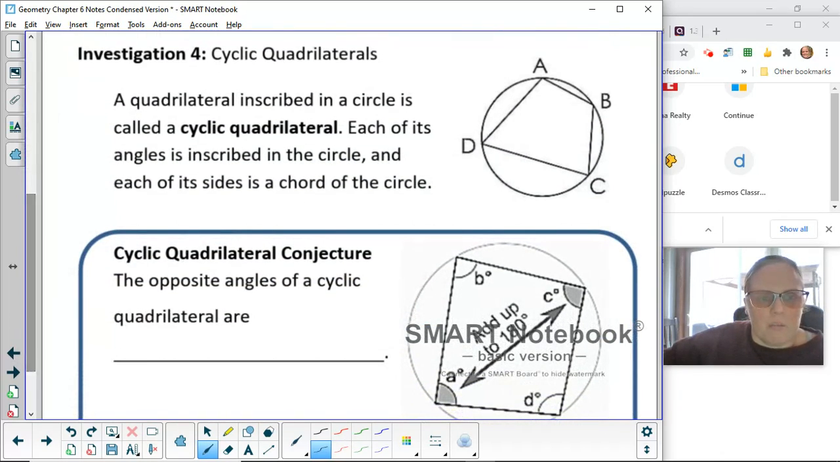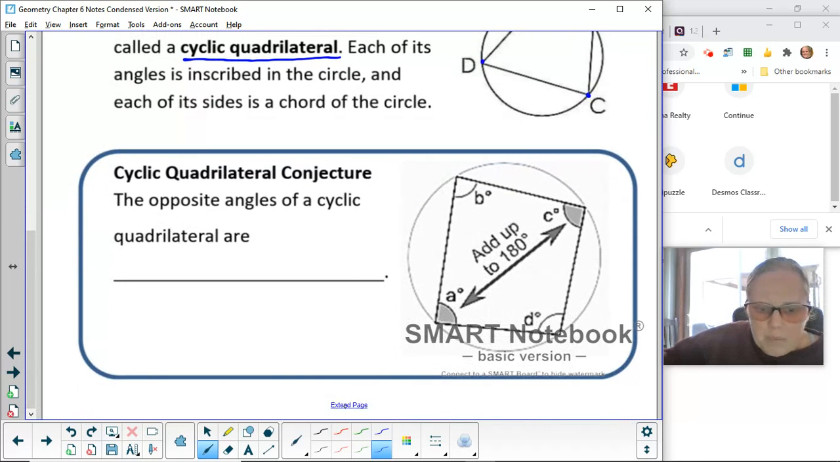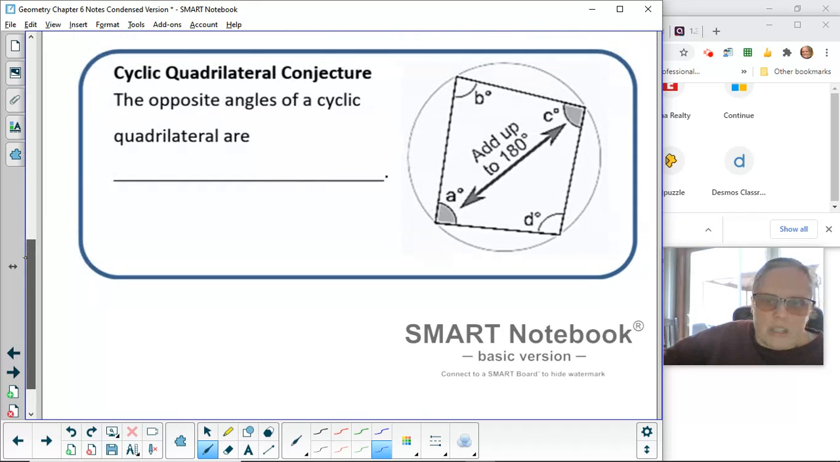All right, investigation number 4, cyclic quadrilaterals. So a cyclic quadrilateral is when we have a 4-sided polygon that is inscribed in a circle where all 4 corners are touching the edge of the circle. So that means each of these side lengths are chords in the circle. So this again is called a cyclic quadrilateral. When I'm looking at a cyclic quadrilateral, the properties here, they don't have to be specific 4-sided shapes. It doesn't have to be a square or a rectangle or a kite. It can be anything with 4 sides.